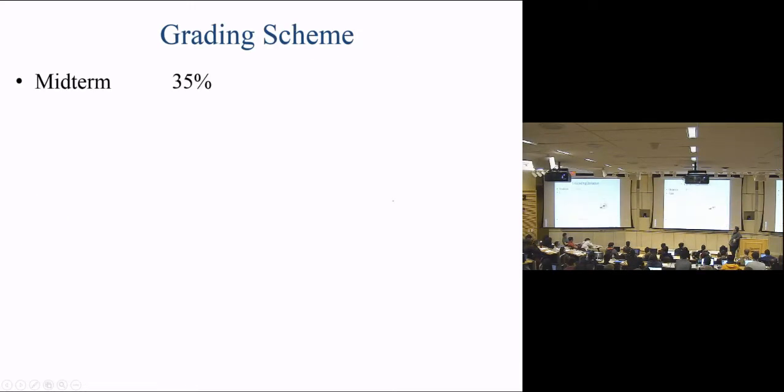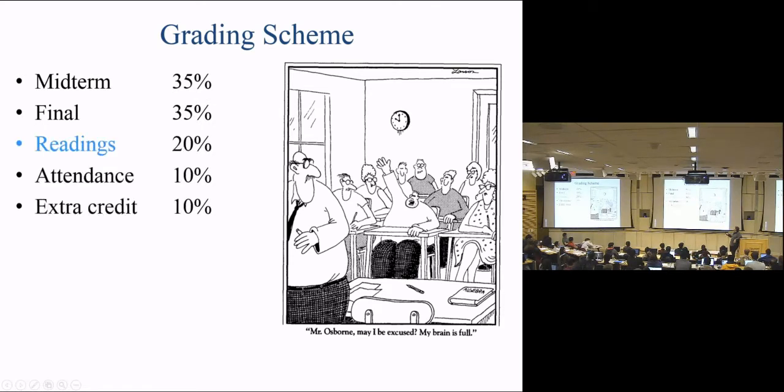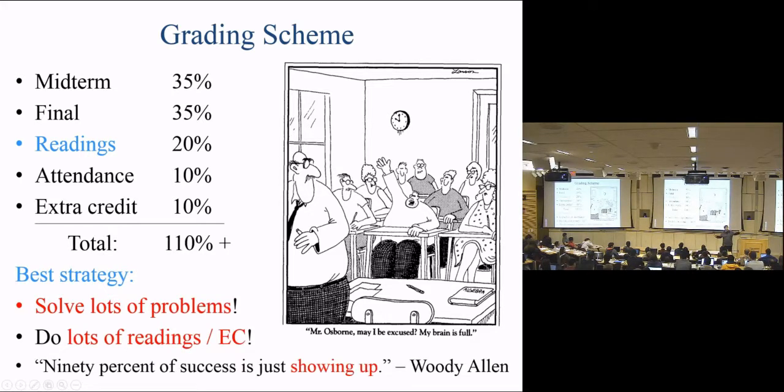As a rough guideline, the midterm and the final are roughly a third of the grade. The readings are about 20%. Attendance is 10%, so you get 10% just for showing up. That's a good deal, right? And extra credit could be worth an extra 10% on top of everything else, so you can actually earn much more than 100% here. Extra credit's kind of unbounded, actually. You can do as much of it as you like, and you'll just be better off.